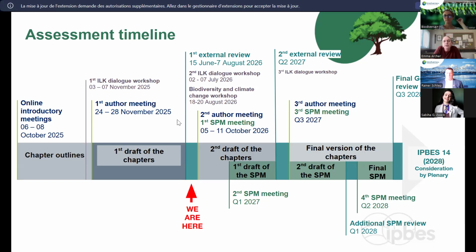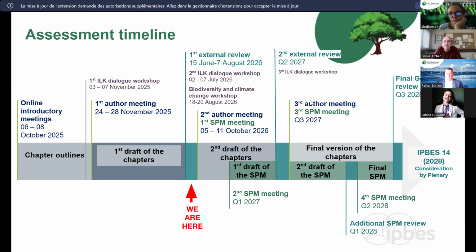Our second author meeting and first summary for policymakers meeting will be in October in Bangkok, at which point we hope to produce the second draft of the chapters and the first draft of the summary for policymakers, which is going to be later in that meeting. And we will have a second summary for policymakers meeting in the first quarter of next year. We then have a second external review process in the second quarter of next year and a third ILK dialogue workshop.